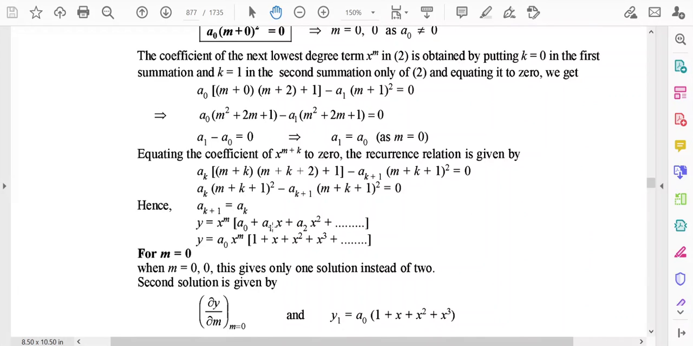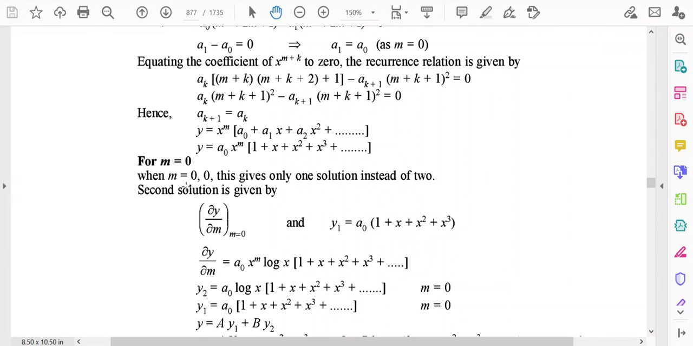inside the bracket a0 plus a1 x plus a2 x square, but every a term can be expressed in terms of a0. That is why we have taken a0 common. So a0 x to the power m, and inside the bracket 1 plus x square plus x cube, in this way. So for m is equal to 0, we can write the first solution y1. The first solution y1 will be, putting m is equal to 0 here, then x to the power m will be just 1. So y1 is equal to a0 times 1 plus x square plus x cube. This is the first solution of the equation.